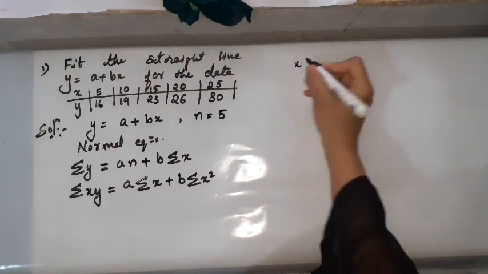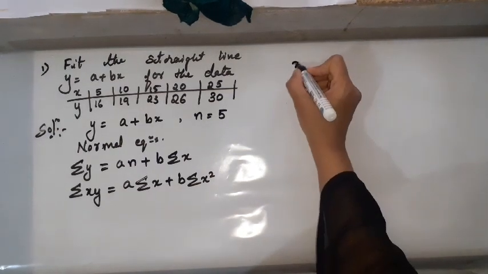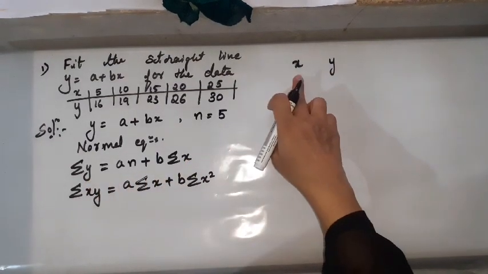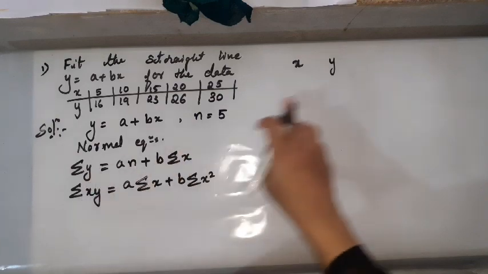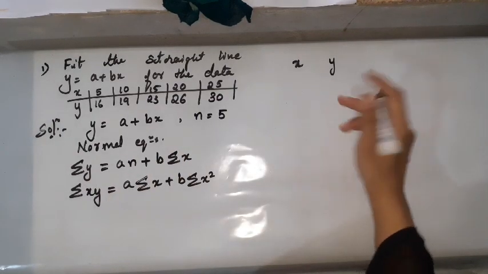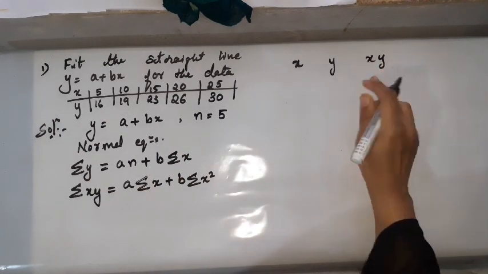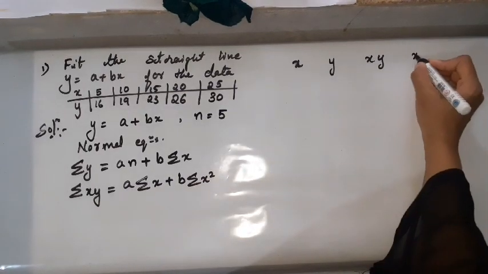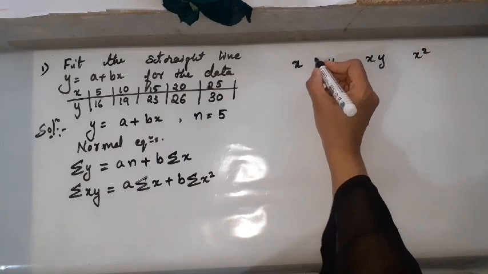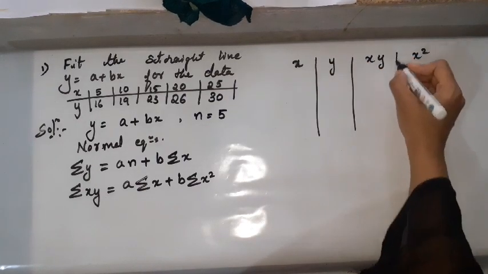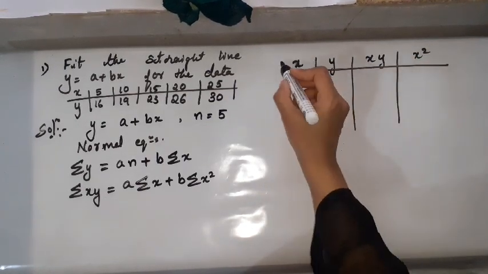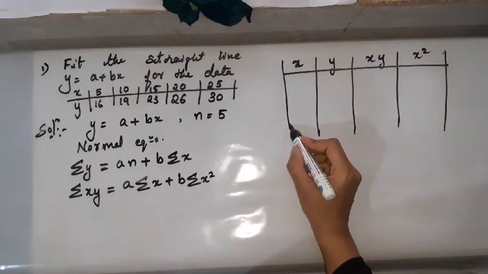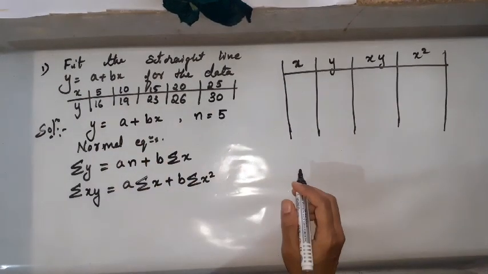So first it is x, y. So what all do you need? You need summation x, so write a column of x. You need summation y, write a column of y. You need summation xy, so write a column of x into y. You need summation x square, so write a column of x square also. Now draw a table like this, all of you. Now write the values for x.